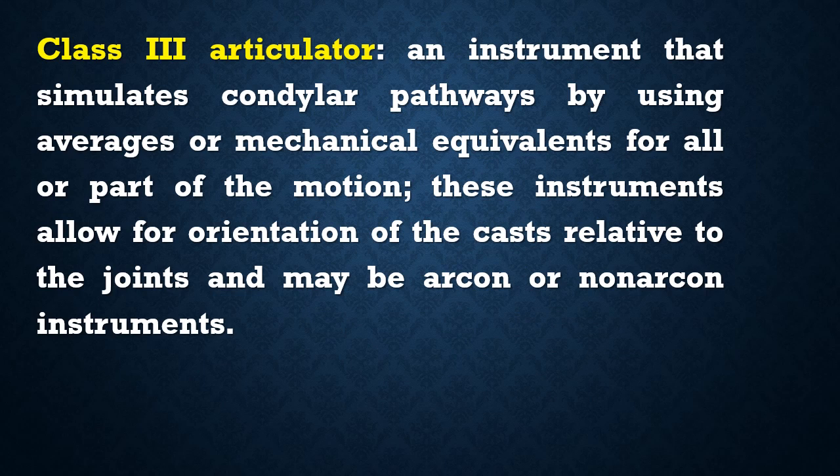The class 3 articulators, or the semi-adjustable articulators, are more advanced than class 1 and 2. It is an instrument that simulates condylar pathway by using averages or mechanical equivalent for all or part of the motion. These instruments allow for orientation of the cast relative to the joint and may be arcon or non-arcon instruments. I'm going to explain what is meant by arcon and non-arcon instrument later on.